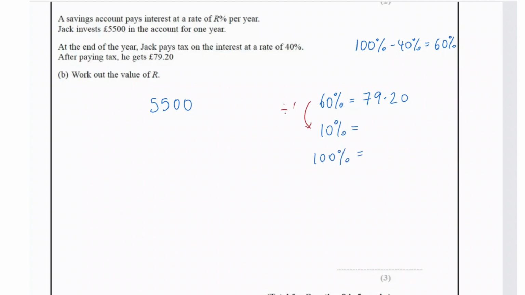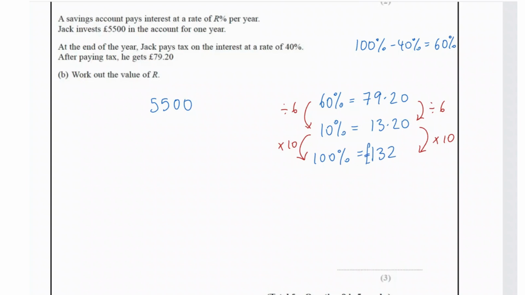So you are allowed a calculator on this question, so there are quicker ways than dividing by 6 and timesing by 10. But I like to do it this way. So £79.20 divided by 6 means that 10% is £13.20. So 100% will be £132. So that's how much interest Jack got.